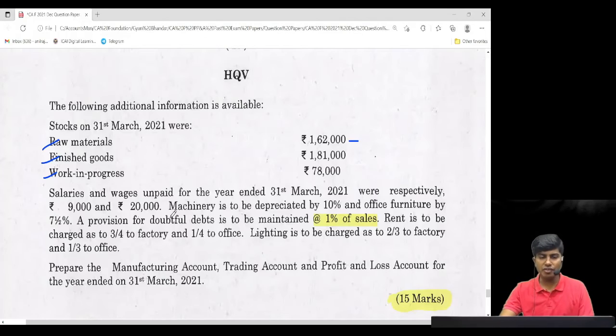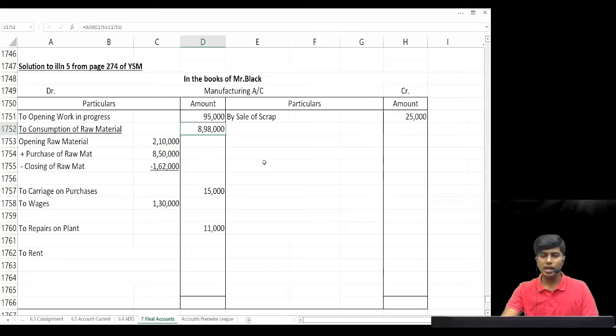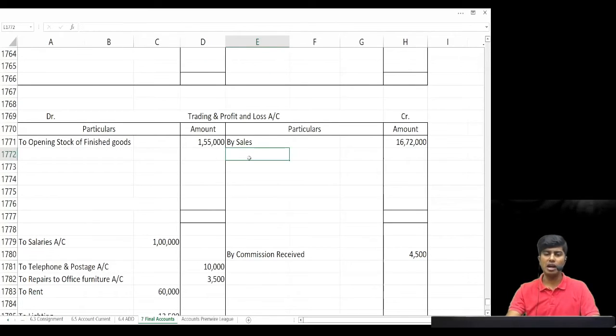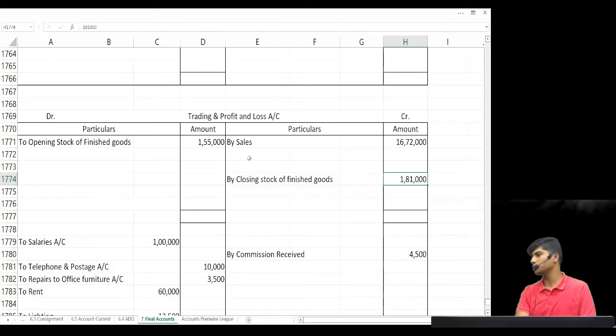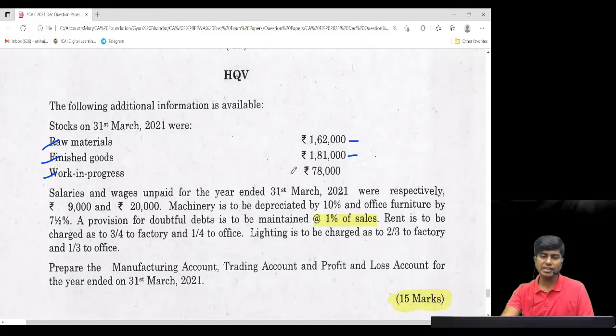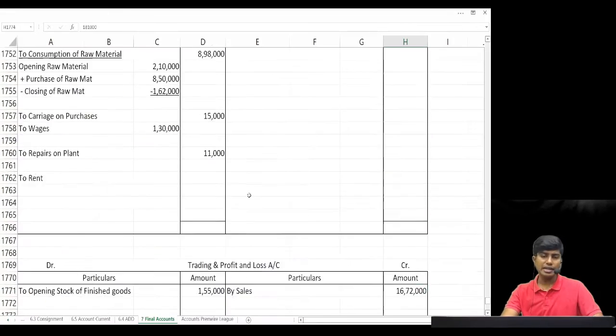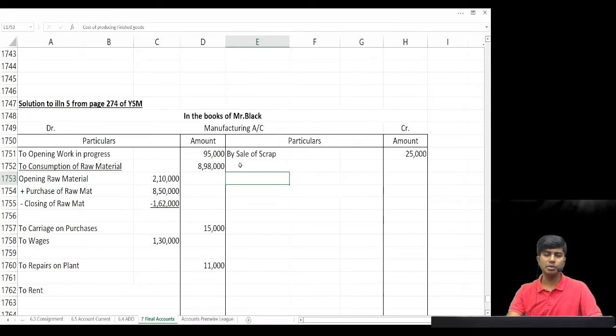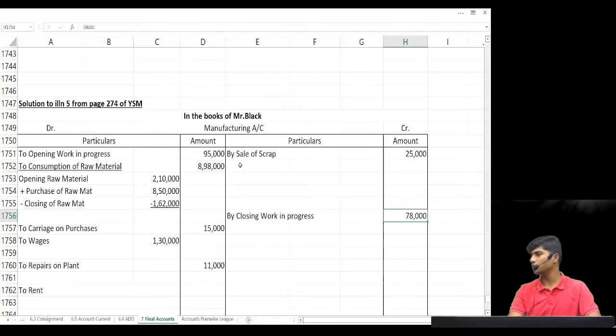Next item, we have finished goods closing stock 1 lakh 81. Where do we write this? Trading account credit side, after sales. I'll write here by closing stock of finished goods 1 lakh 81,000. Then we have last item, work in progress. Manufacturing account credit side, 78. Let's come to manufacturing account. Let me write here by closing work in progress 78,000. All the three we've written on the credit aspect now.